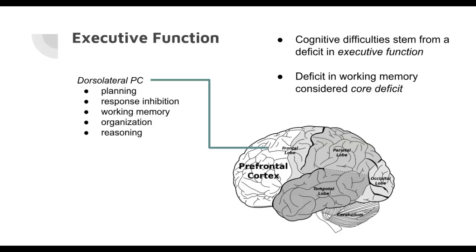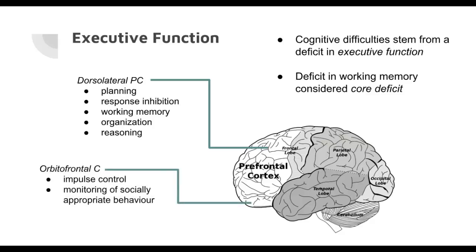So things like attentional control, cognitive inhibition or inhibitory control, working memory, cognitive flexibility, and even higher order executive functions like fluid intelligence or problem solving and reasoning. So a lot of deficits happen in these particular areas. And in a lot of the literature that I read, the deficit in working memory was considered a core deficit. The diagram that I have here of the prefrontal cortex shows a couple of different regions and what we theorize those regions of the brain control.